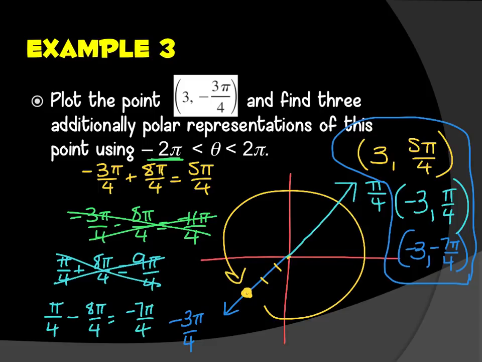So the reason you can't use 9 pi over 4 is because it's more than what's shown in the 2 pi. Exactly. This time it said make sure it's in between negative 2 pi and positive 2 pi. If it didn't say that, then you could give me more than one answer. Okay. You could keep going.